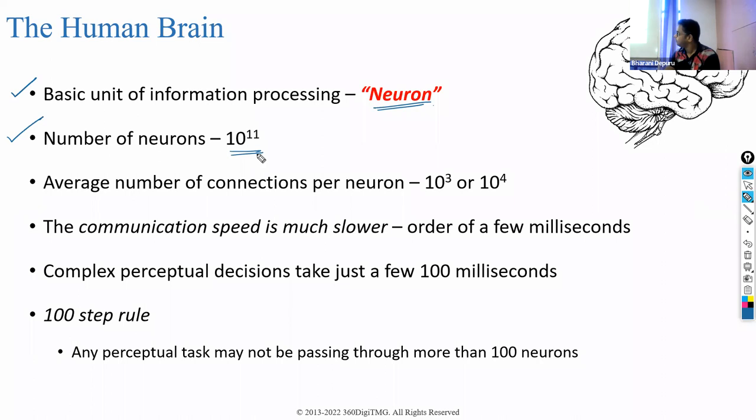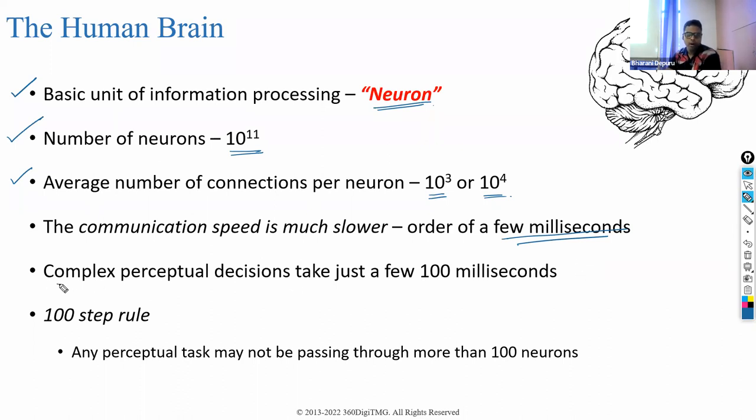The total number of neurons in a human brain happens to be 10 raised to the power 11. On average, we are going to have 1,000 to 10,000 connections. Though we have 10 raised to the power 11 neurons, on average 1,000 to 10,000 neurons would be interconnected. And the communication between the various neurons happens at a rapid pace, on the order of a few milliseconds.